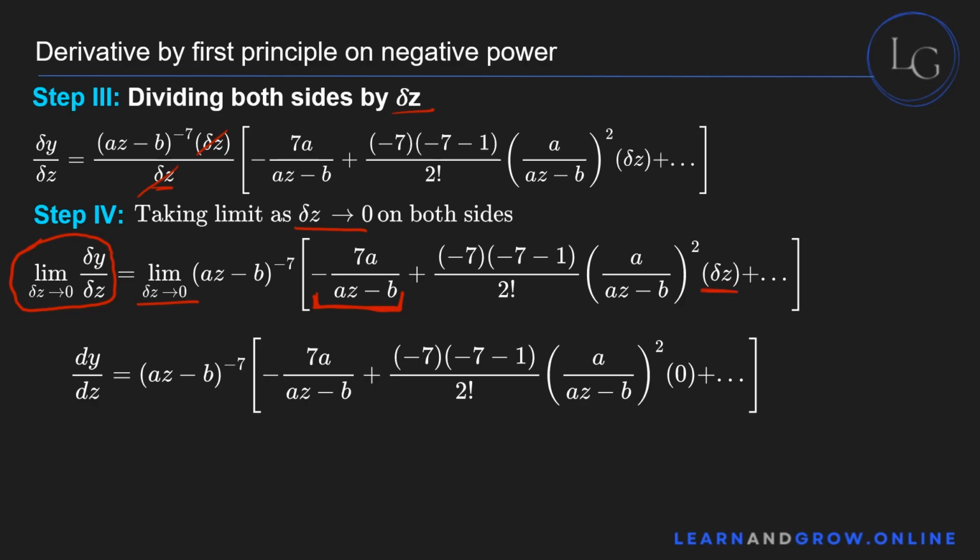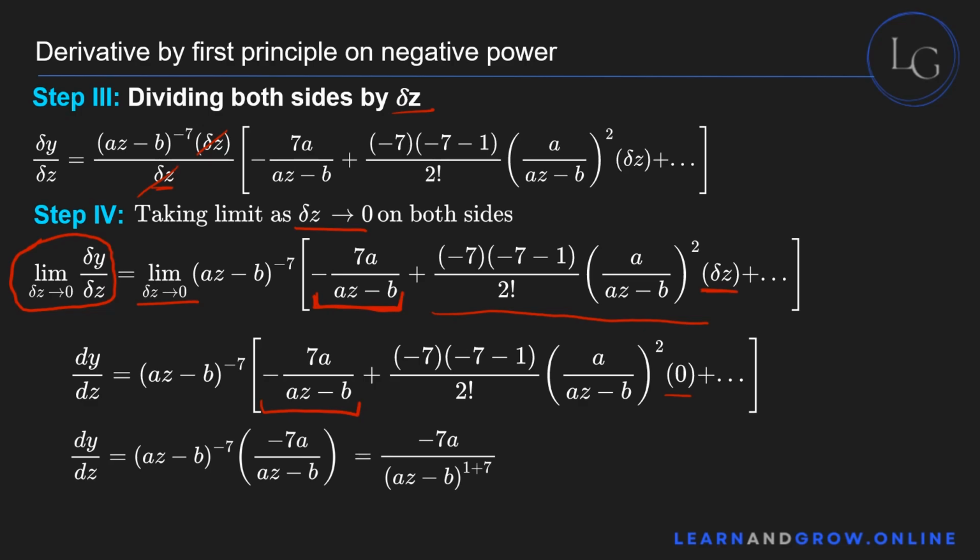So for example, this term has one delta z being multiplied, the next will have delta z squared, the one after that will have delta z cubed. So there will be at least one delta z term in each thing added up. So once you apply the limit as delta z approaches 0, every term will be multiplied by 0, as there is at least one delta z term, except for this term. So you'll just be left with this term only, because the other terms will just become 0.